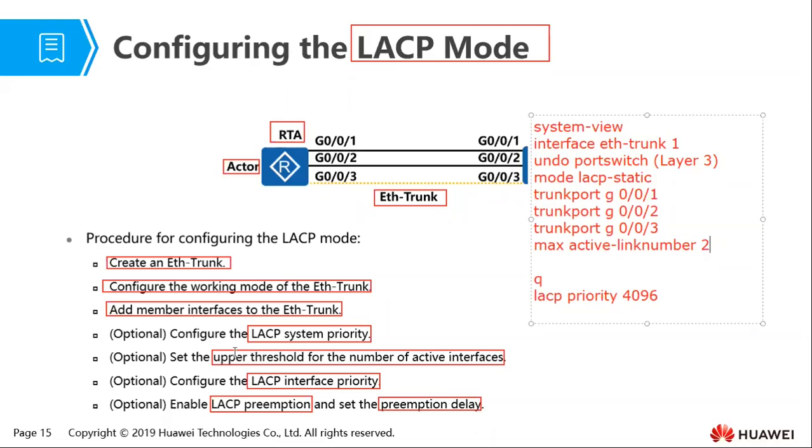The other thing you can set is the LACP interface priority. For the interface priority, you have to go into the particular interface. For example, we want G0/0/1 and G0/0/2 to be active links. So you can go into interface G0/0/1. Then you use the LACP priority command, then you enter a certain value.